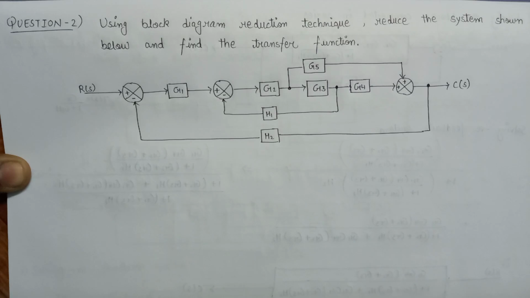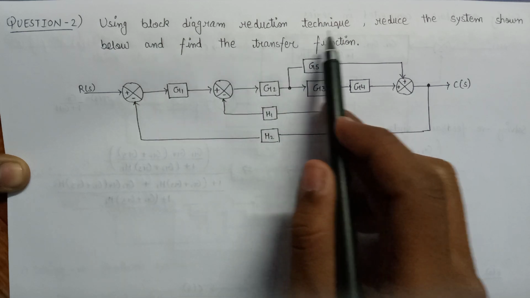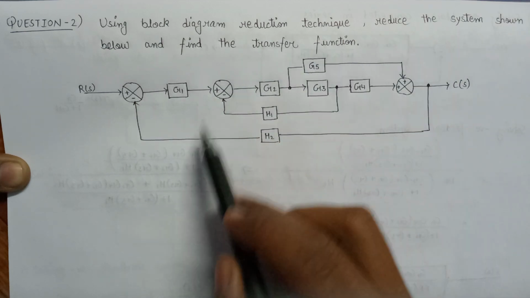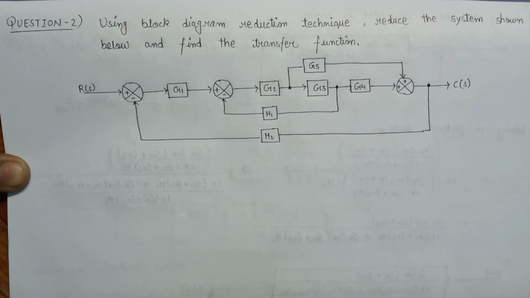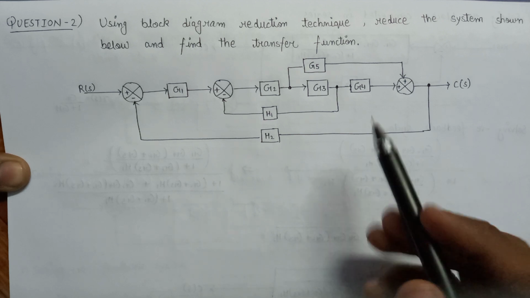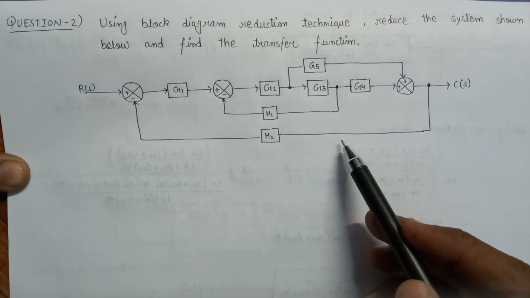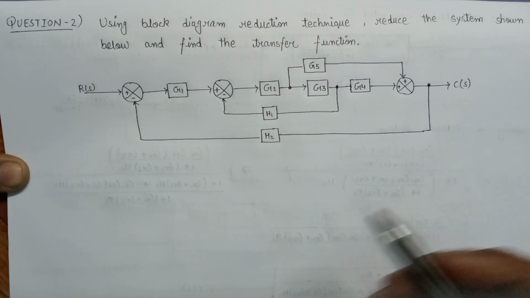Welcome all. In this lecture, we are going to solve one more example that is based on block diagram reduction technique. So, using block diagram reduction technique, reduce the system as shown below and find out the transfer function. In this question, we just need to find out the overall transfer function of this control system that is given in the figure by the help of block diagram reduction technique.